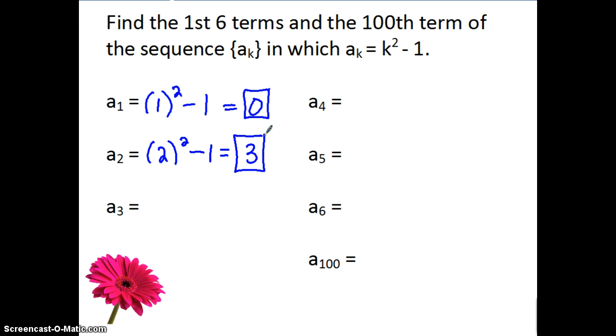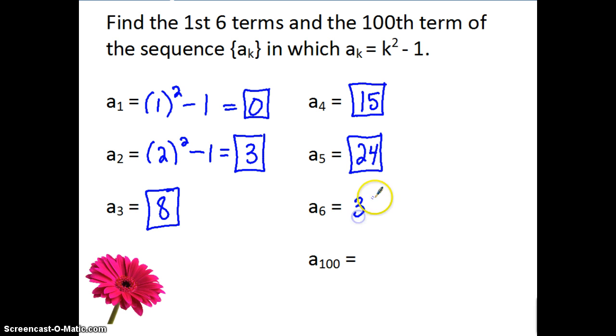If we continue on with that, 3 squared is 9, minus 1 would be 8. 4 squared minus 1 would be 15. 5 squared minus 1 would be 24. 6 squared minus 1 would be 35. So that is pretty simple, to just plug those numbers in there, square the number, and subtract 1 to get those terms in my sequence.